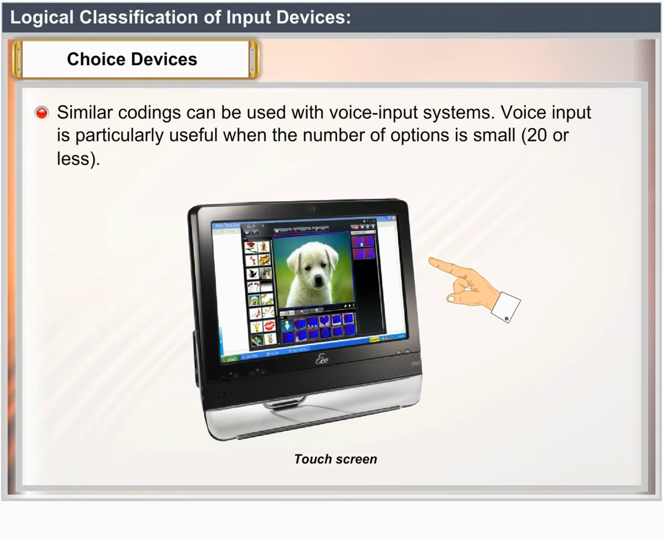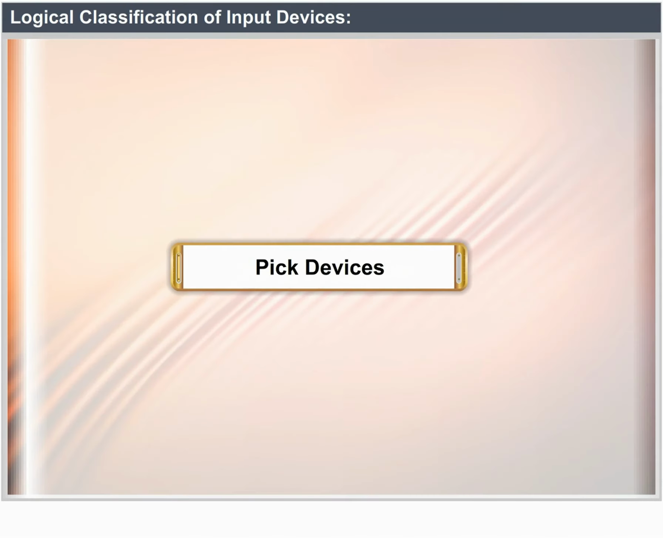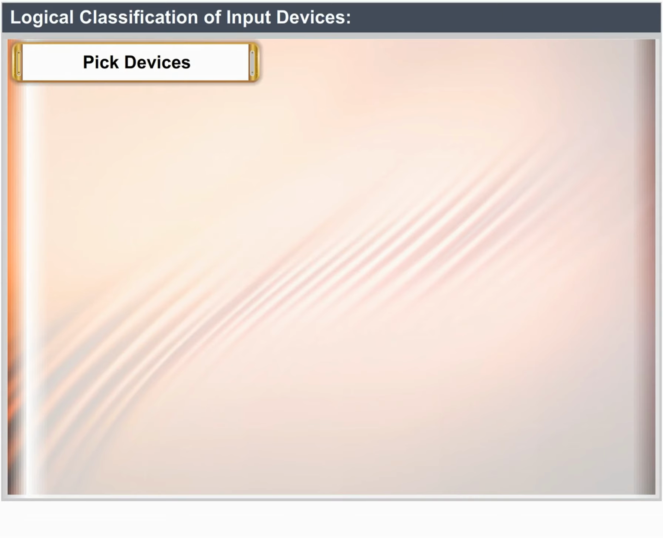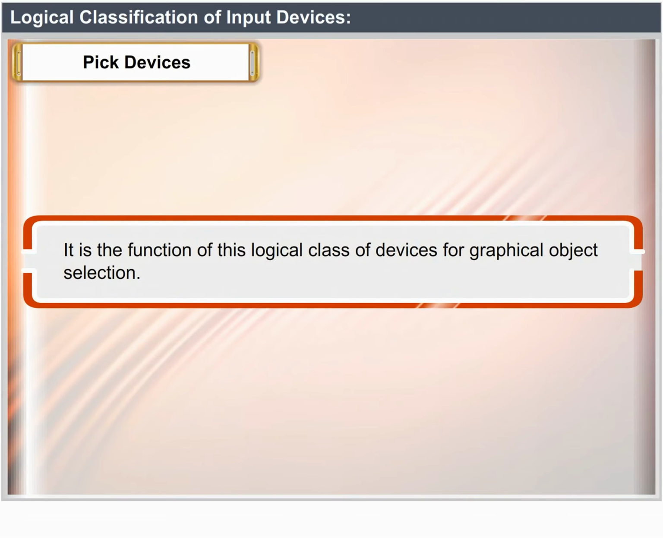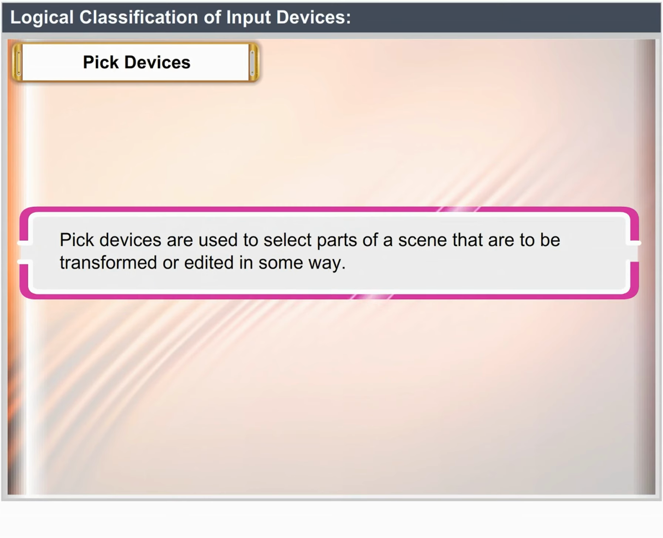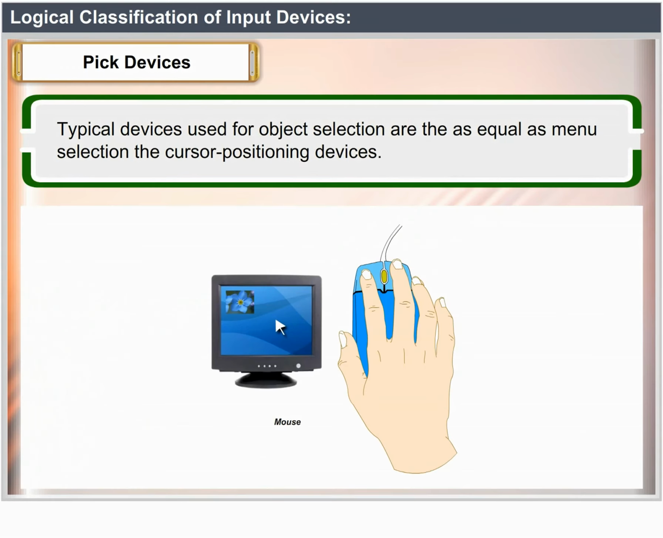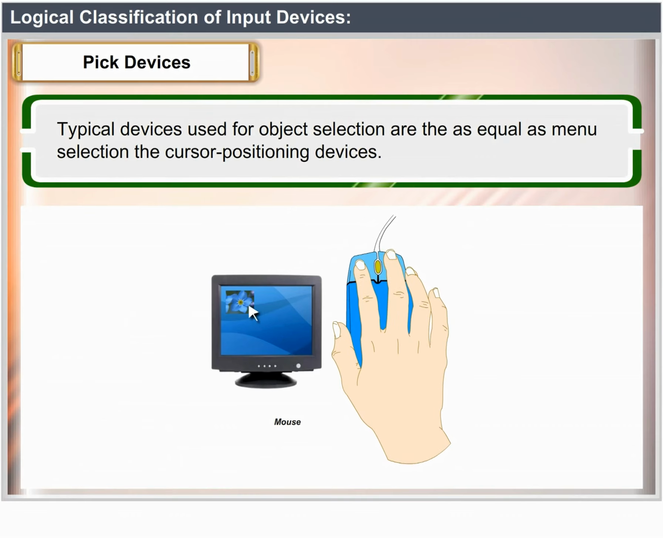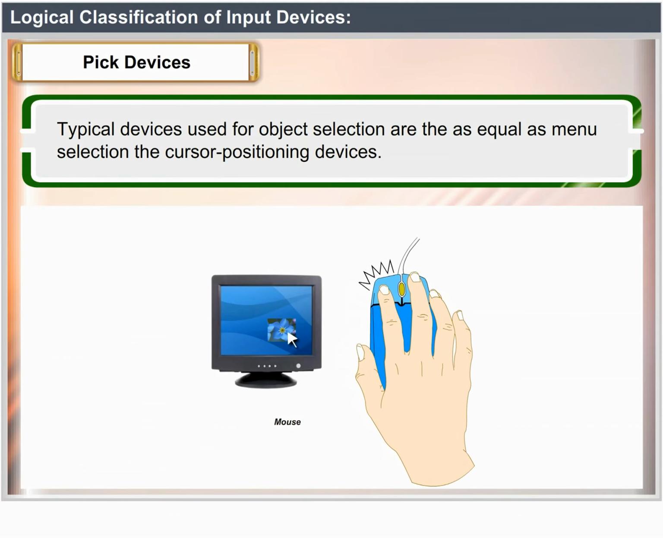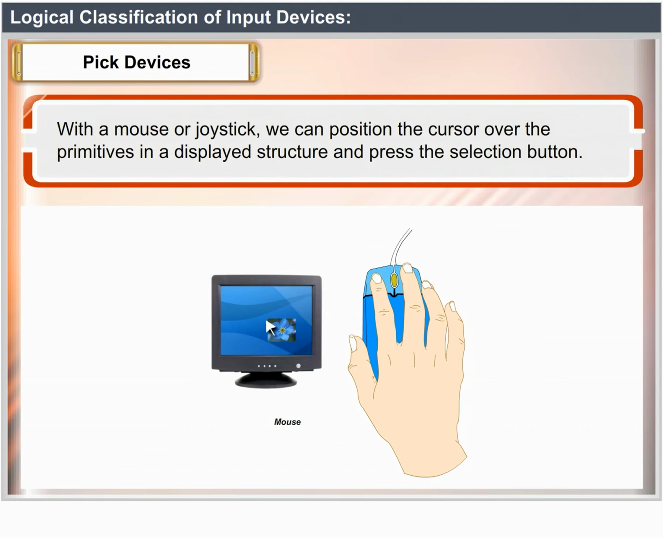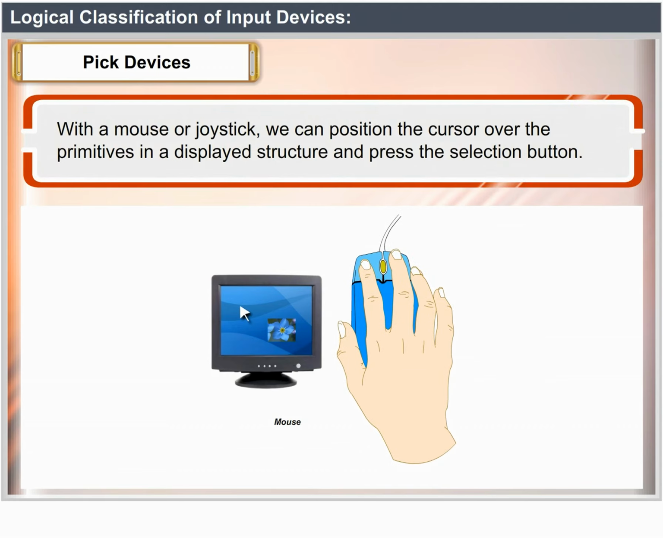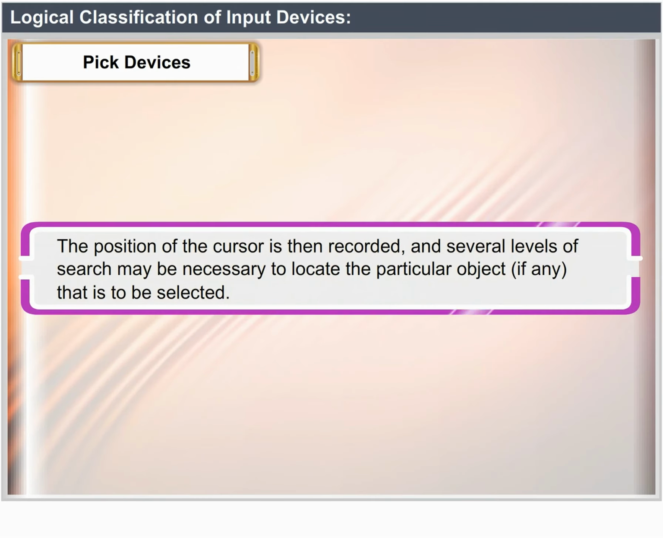Pick devices. Graphical object selection is a function of this logical class of devices. Pick devices are used to select parts of a scene that are to be transformed or edited in some way. Typical devices used for object selection are the same as those for menu selection, the cursor positioning devices. With a mouse or joystick, we can position the cursor over the primitives in a displayed structure and press the selection button. The position of the cursor is then recorded, and several levels of search may be necessary to locate the particular object, if any, that is to be selected.